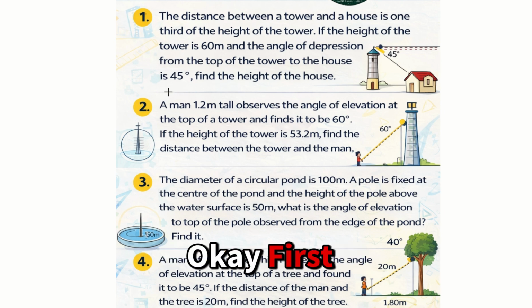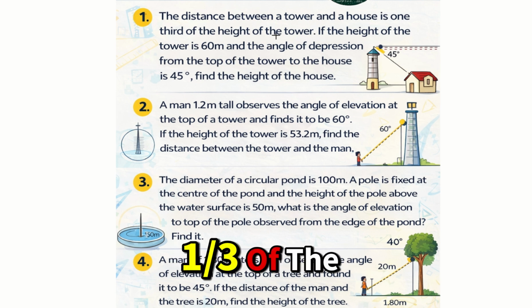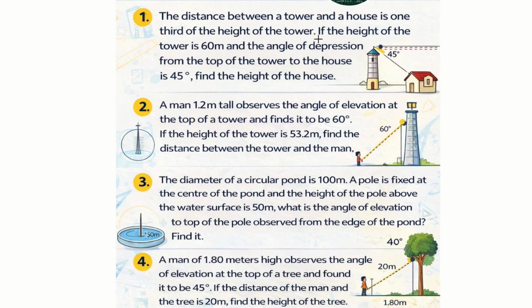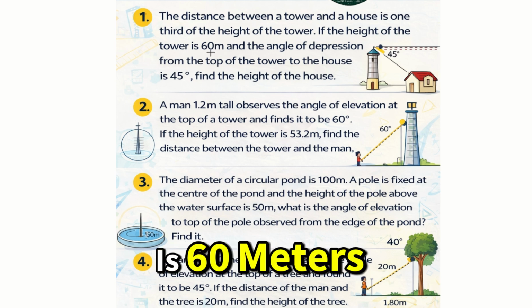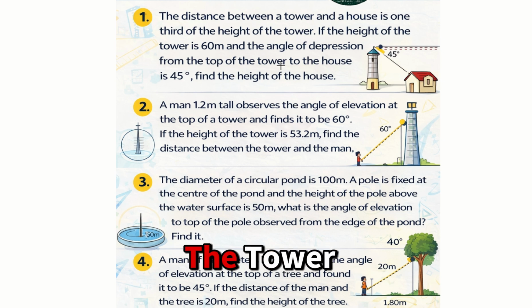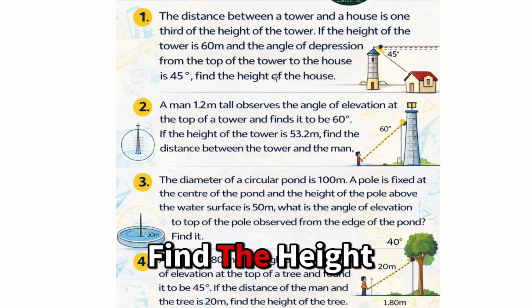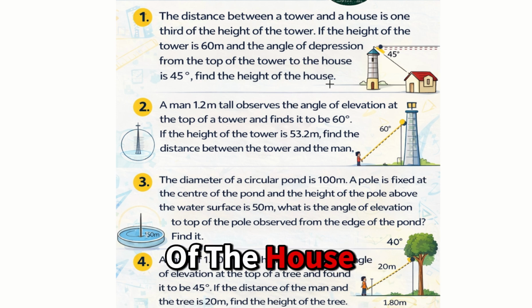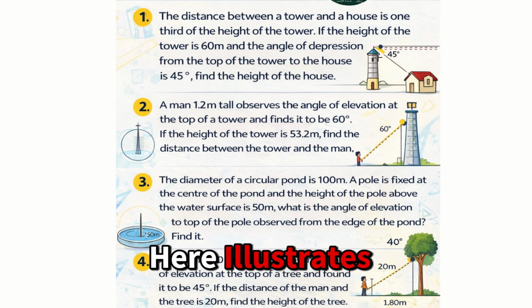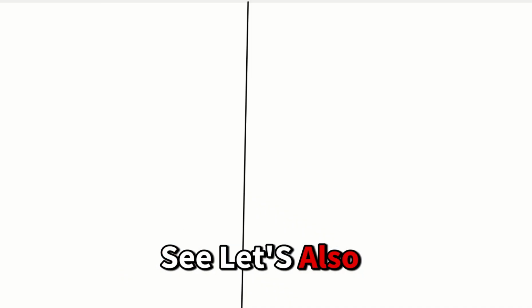First, the distance between a tower and a house is 1/3 of the height of the tower. If the height of the tower is 60 meters and the angle of depression from the top of the tower to the house is 45 degrees, find the height of the house. As the diagram here illustrates, but first, let's also sketch it here.